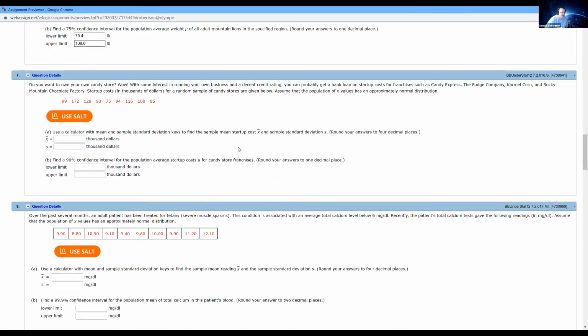Right. Can you see question 7 is to do with how much it costs to start your own business? So that 99 means 99,000. So I guess if you're young enough and have got good credit, and you probably need to have some of your own money, banks aren't going to just give you the full loan. But if you say, I'll put 20,000 and they'll give me the rest as a loan, you can get a business loan to buy a franchise. And evidently there's a factory called the Mountain Chocolate Factory. Never heard of it. Oh, actually, it's called the Rocky Mountain Chocolate Factory. Anybody heard of it?